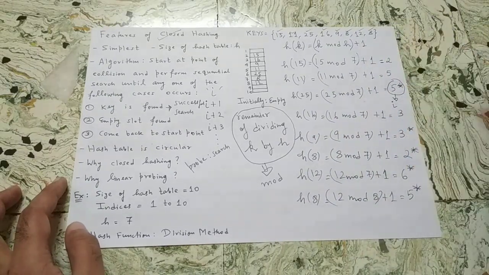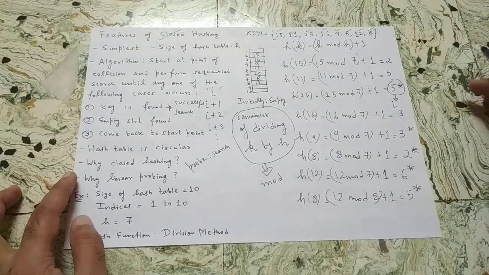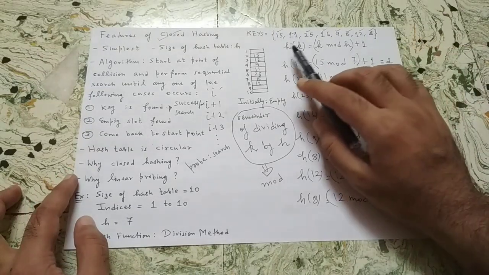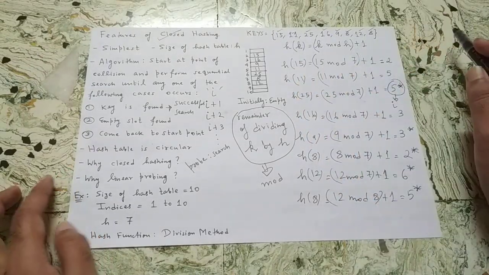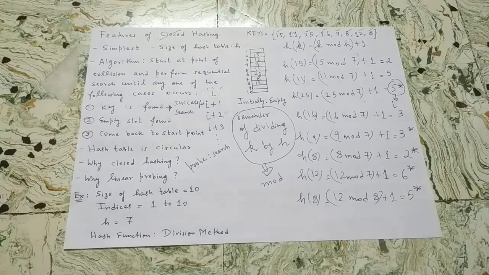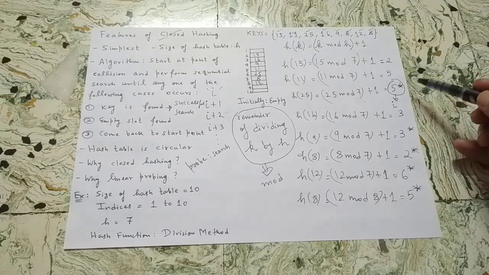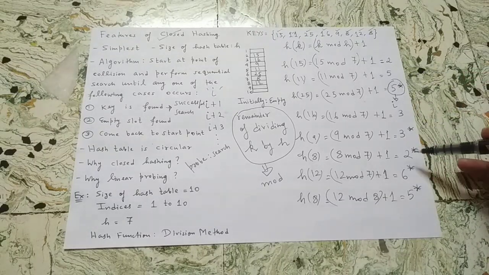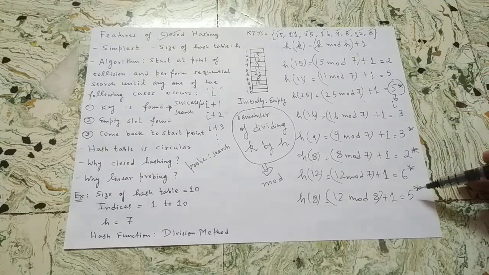So from this example, what can we conclude? We can conclude that while inserting these keys and using the process of closed hashing as collision resolution, we ended up getting 1, 2, 3, 4, 5 collisions. So we ended up getting 5 collisions. Now let's move on to a few more features of closed hashing.